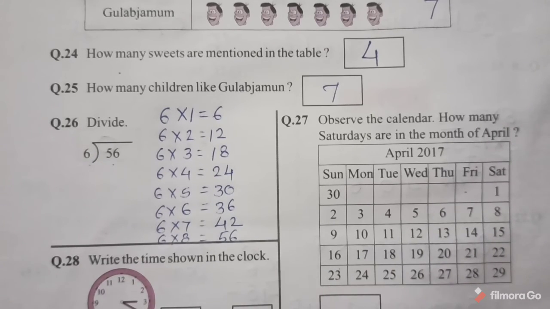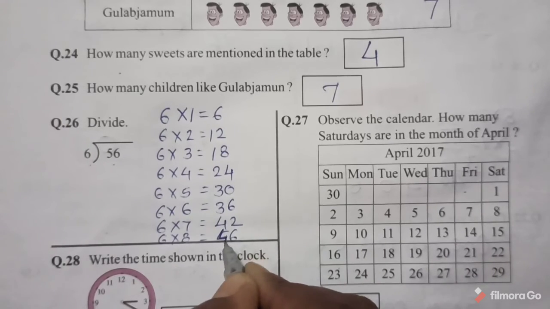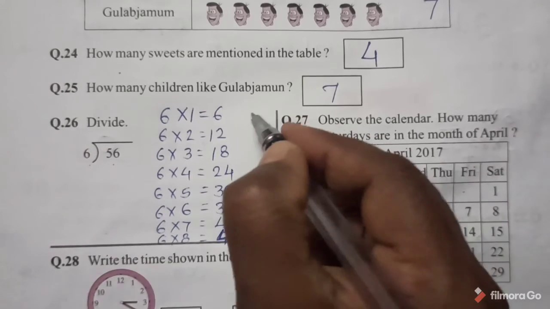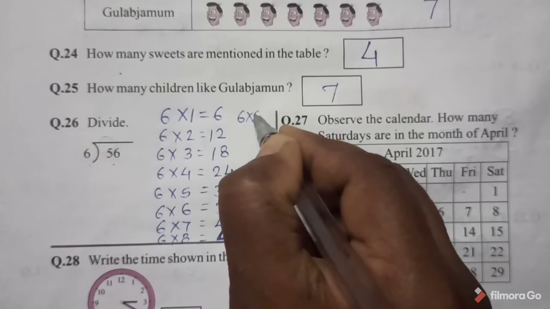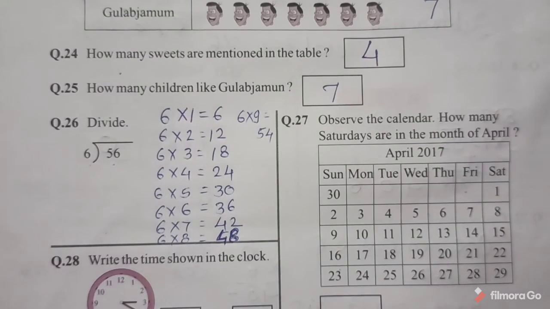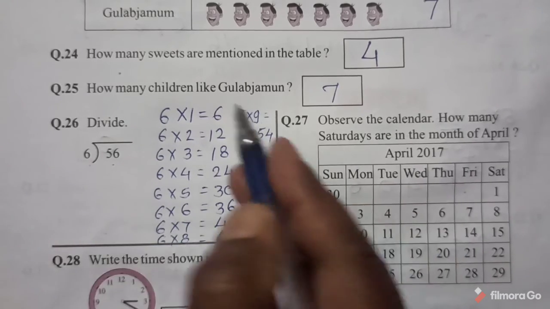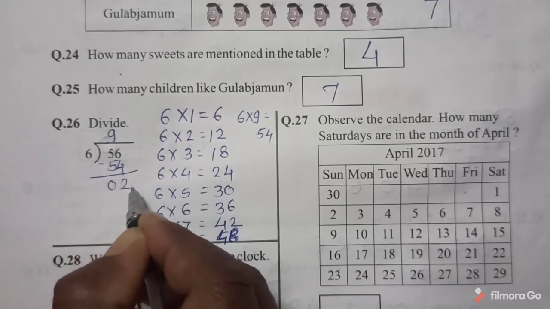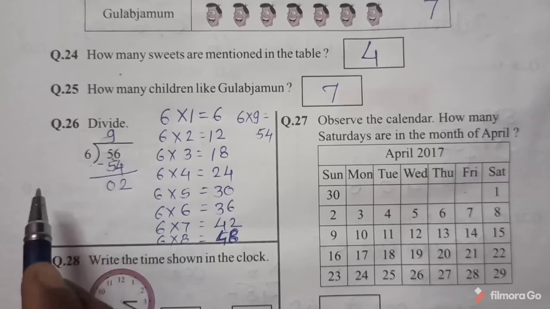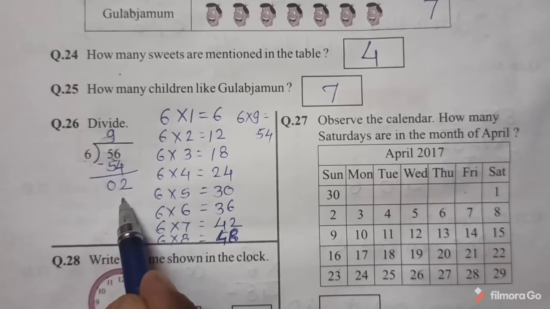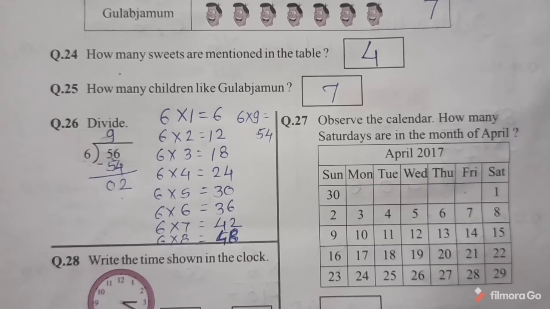48, sorry, 6 8s are 48. Then 6 9s are 54. This means we do not have 56 in that table, so 6 9s are 54. Here the dividend is 56, the divisor is 6, the quotient is 9 and the remainder is 2. Solve it in that way.